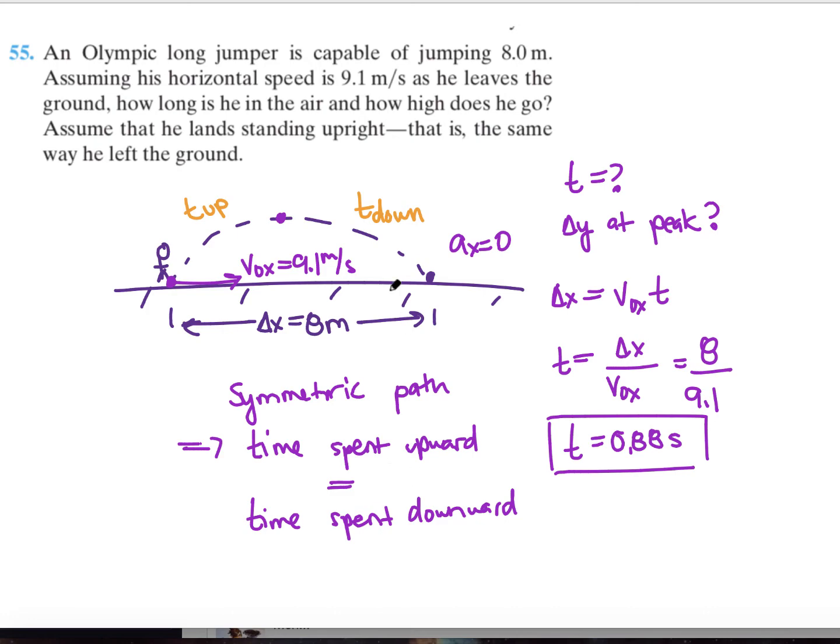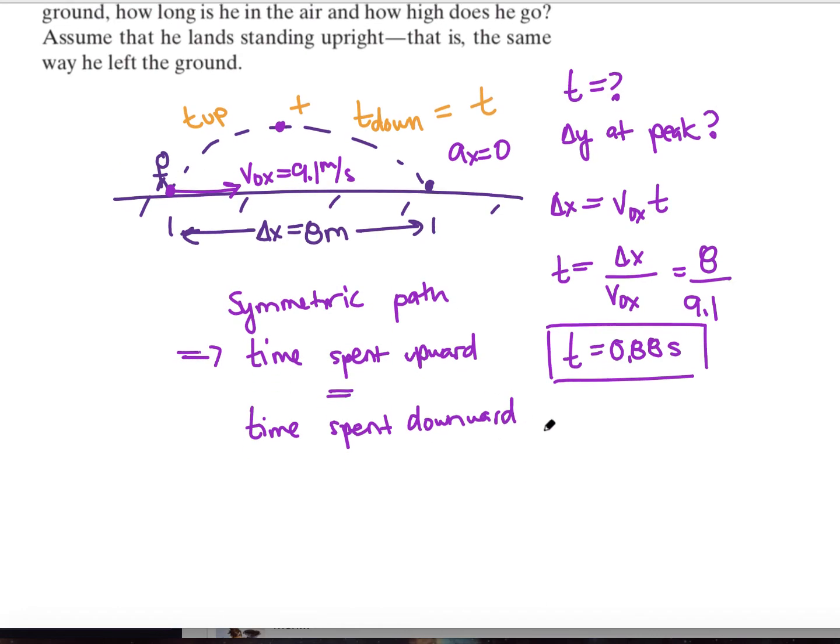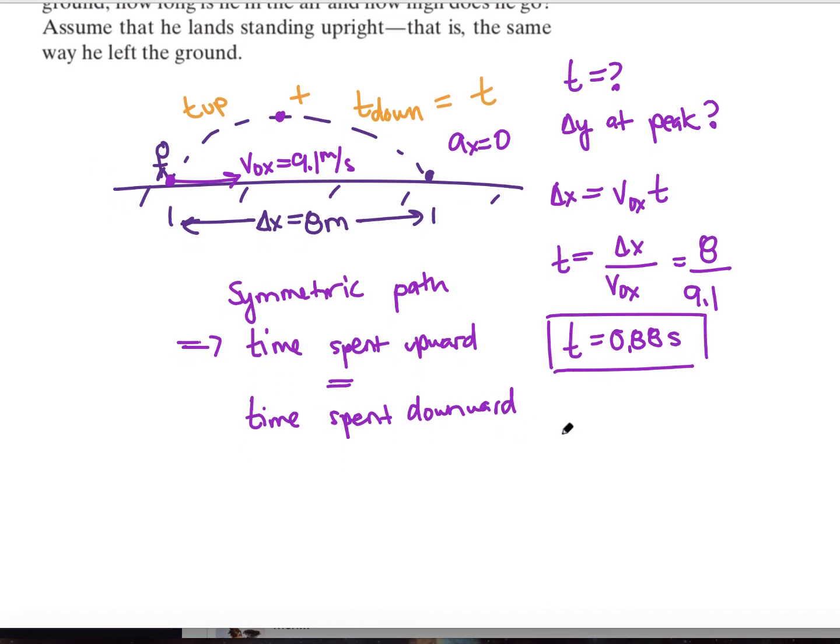So why is that useful? Well, that means that together, they have to equal t, because half is spent going up, half is spent going down. So I know then that t up and t down are equal to each other, which is going to be, in this case, 0.88 divided by 2, or 0.44 seconds. So what do we do with this information? What we can do is remember that at the highest point, Vy is equal to 0.